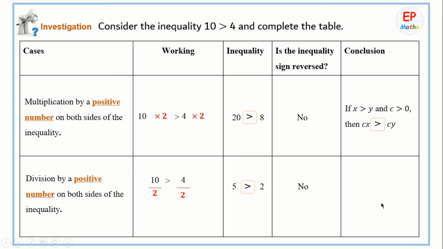How do we conclude? We can conclude that if x is more than y and c is more than 0, remember, c more than 0, it implies that c is a positive. So x divided by c and y divided by c will still make the sign remain the same. Okay? Now, we'll look at another case.